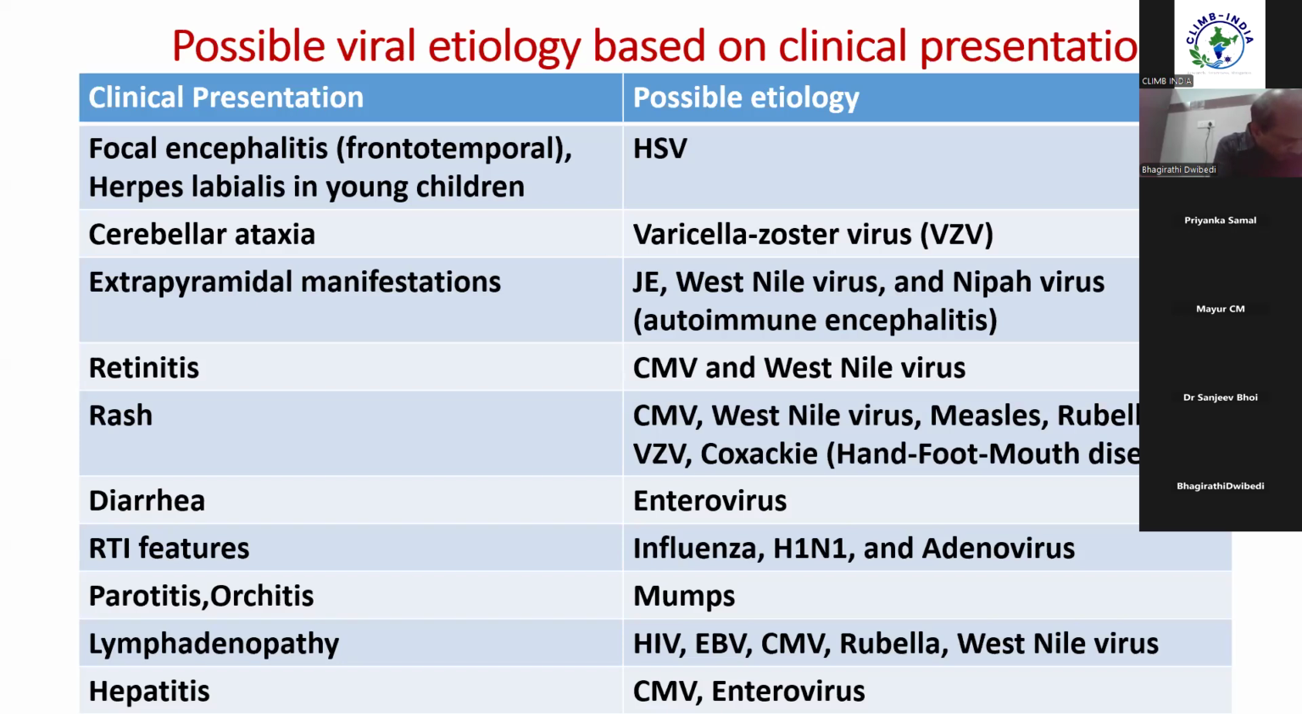Coxsackie or enterovirus group, which cause simultaneously, as I told, hand, foot, and mouth disease, HFMD. This is a prone season for that also. And diarrhea we can get in case of enteroviruses, respiratory illnesses, as I already told, influenza H1N1 or other viral infections that cause simultaneously respiratory infection. Mumps can cause parotitis or arthritis simultaneously. And lymphadenopathy can be a feature of HIV or EBV or CMV, rubella, mumps like presentation. Hepatitis can be a possibility, or hepatic enzyme elevations we can see in case of CMV or enteroviruses.